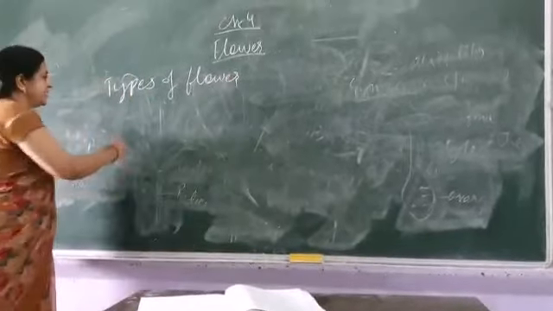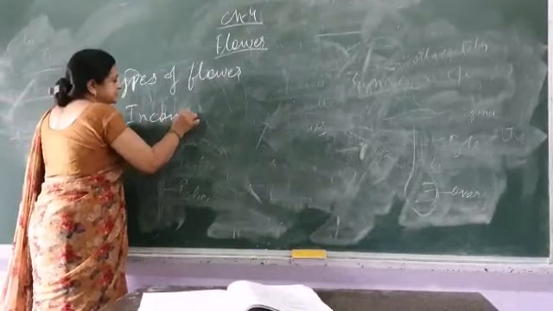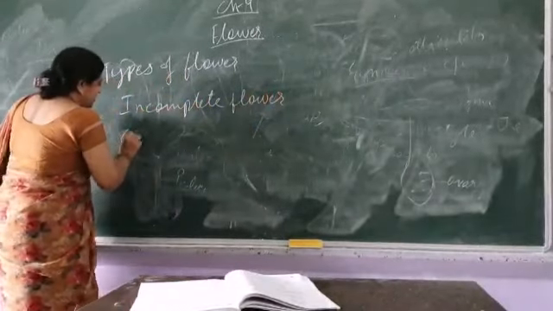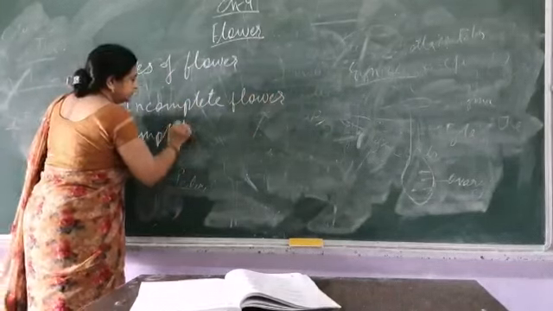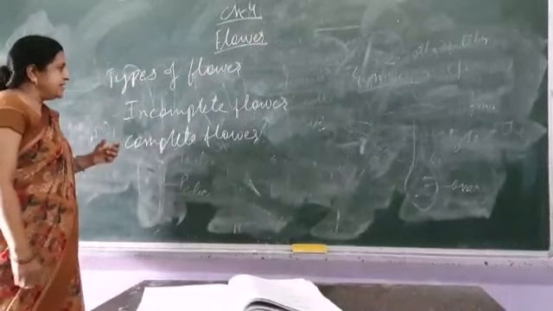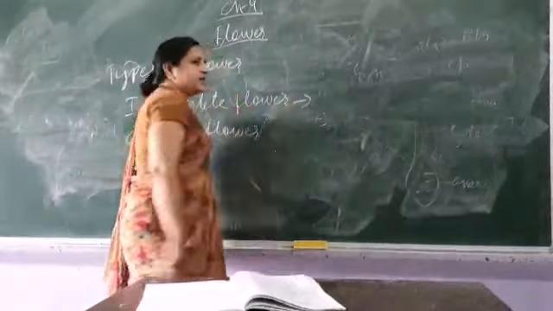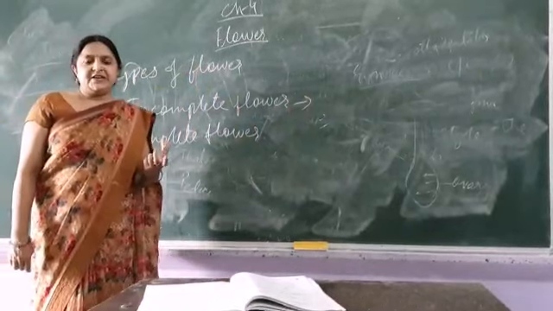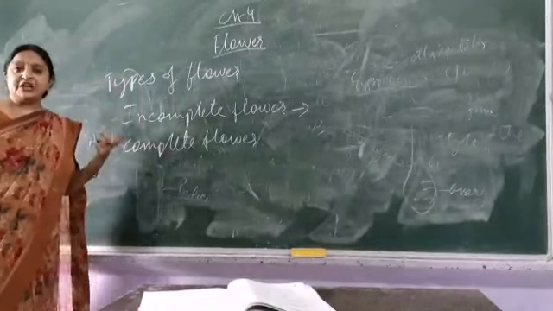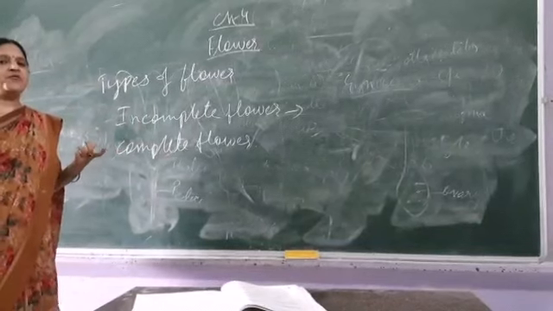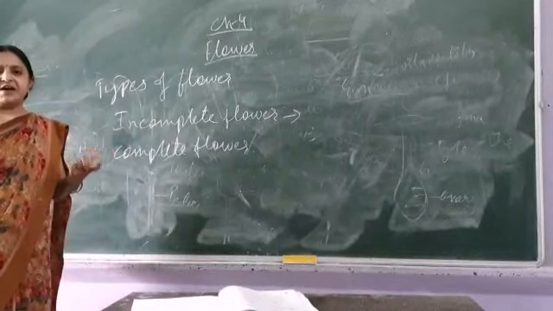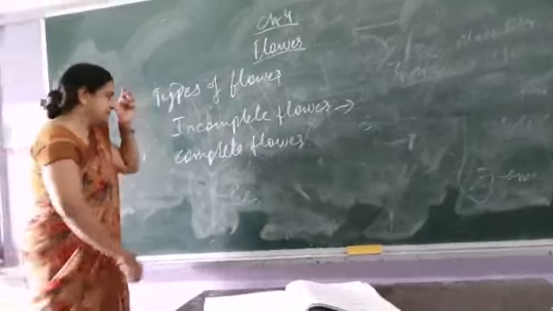There are two types of flower: incomplete flower and complete flower. An incomplete flower is a flower in which any of the whorls is absent. It is either androecium or gynoecium. If any of the essential parts of the flower is absent, then that type of flower is called an incomplete flower. And if all the whorls are present in a flower, that flower is called a complete flower.